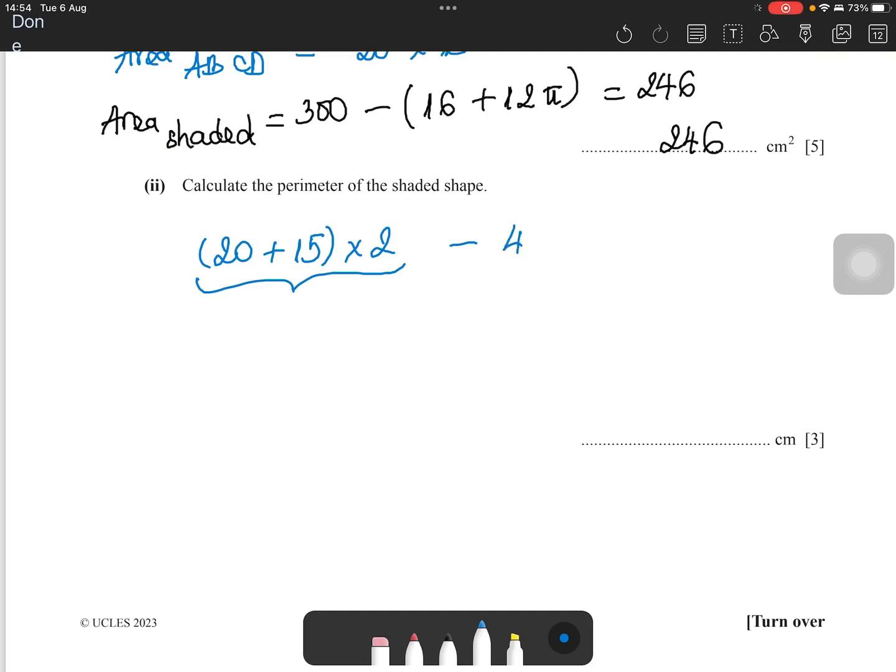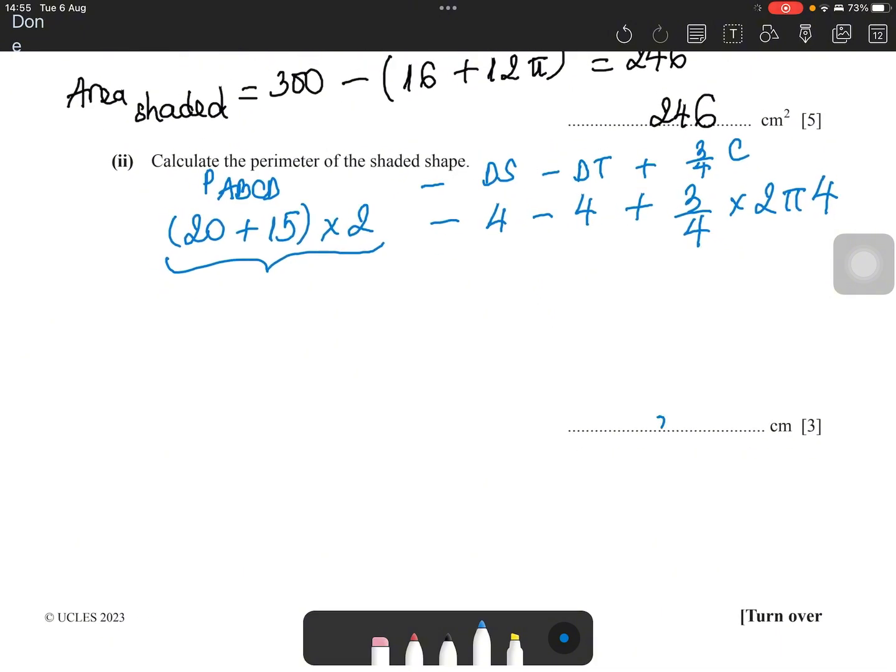Then we subtract 4 and 4, which means the side DT and DS. And then we add up 3/4 of the circumference of the circle, which means 3/4 of 2 pi r. So the answer is 80.8 centimeters.